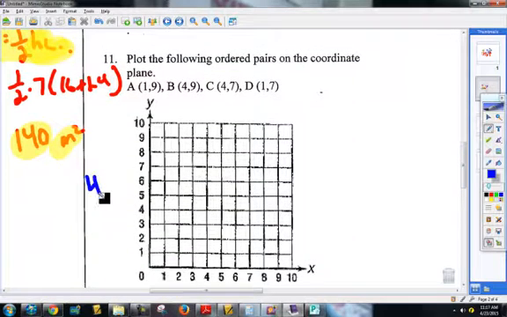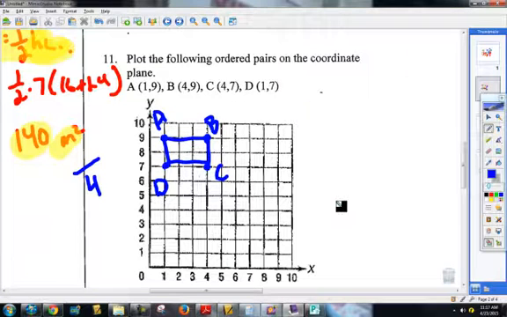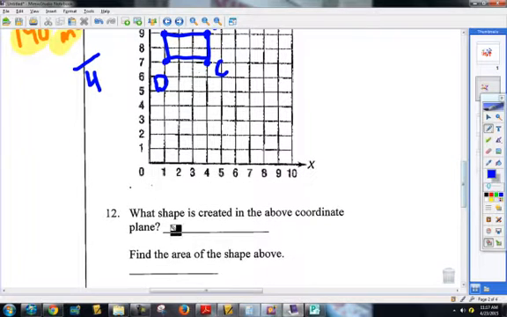Okay, down here, this question number 11 is going to be worth 4 points. So plotting the points once again. I'm going to go over to 1, up to 9, A. B, over to 4, up to 9, B. C, over to 4, up to 7, and D, over 1, up 7. That's D. There's your shape. There's your 4 points. You must have all those in the exact right spot. Make sure you had them graphed in the right spot. What shape is created then? It is a rectangle.